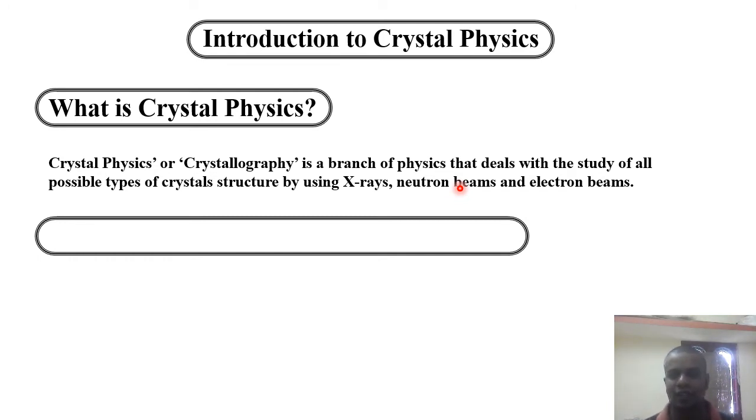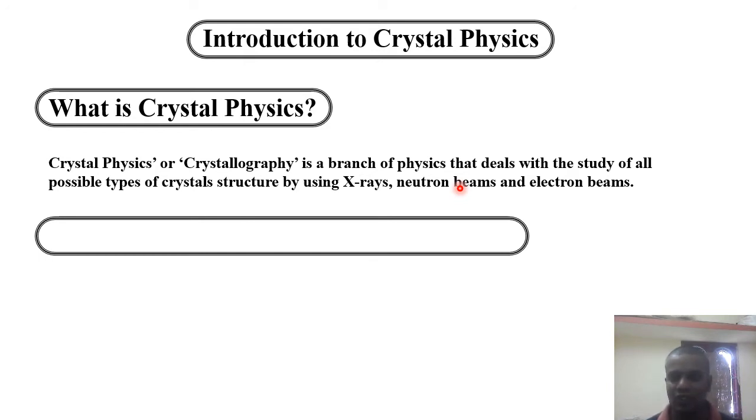I just want to give the flavor of this kind of diffraction. Neutron diffraction is also similar to X-ray diffraction. It serves the same purpose: we use it to study the internal structure of the crystal, and beyond that, as well as electron beam diffraction.